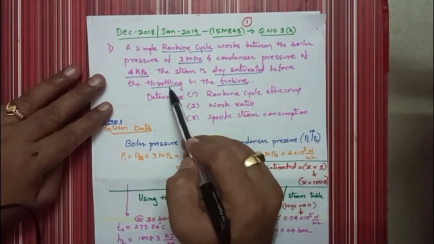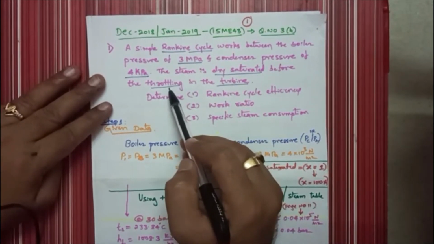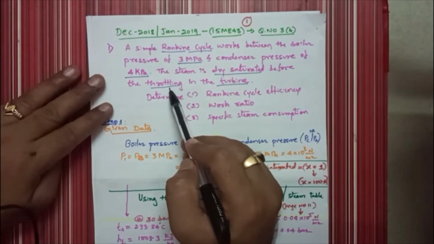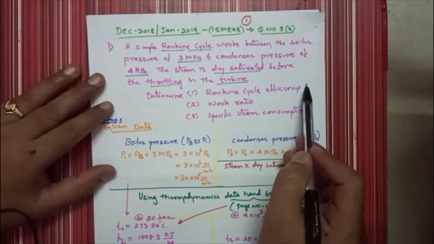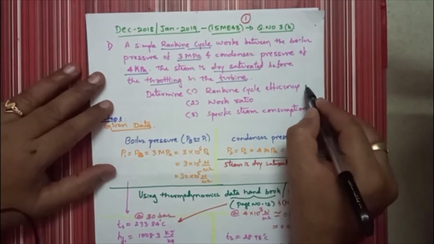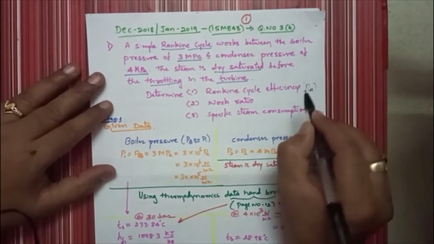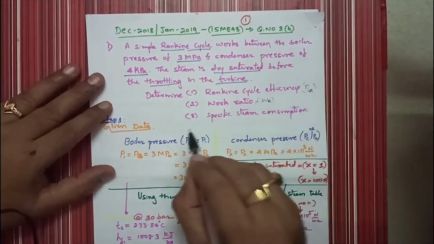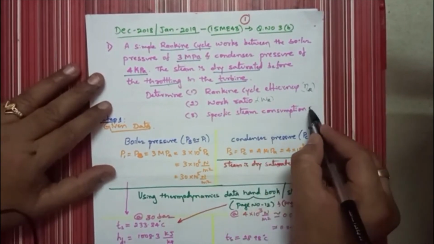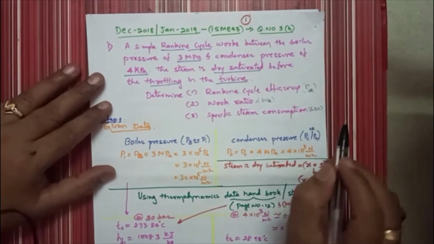Throttling is nothing but what? Expansion process. Throttling is an expansion process. So determine the Rankine cycle efficiency, that is the efficiency of the Rankine cycle he has asked. We will write efficiency of Rankine, work ratio, that is WR, and specific steam consumption, that is SSC.